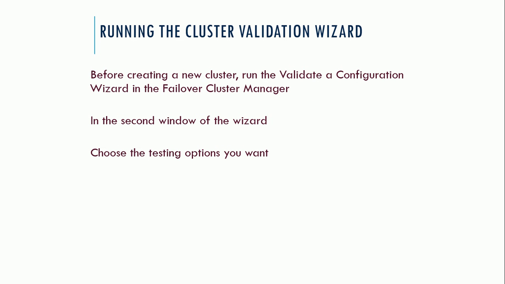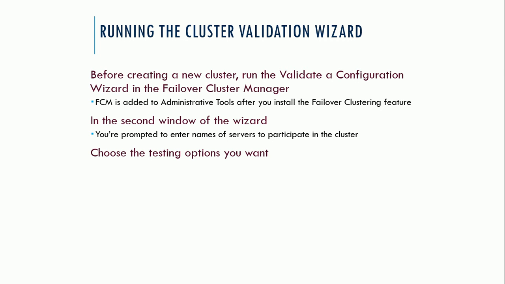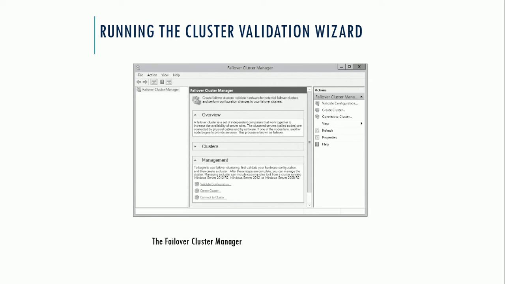Then we're going to run the cluster validation wizard. So before creating a new cluster, you're going to run this validation wizard in the failover cluster manager. FCM is added as administrative tools after you install the failover clustering feature in Windows. So you'll have this in your tools menu, and if you go in the server manager and click tools, it'll be in that list. In the second window of the wizard, you're going to be prompted to enter the names of the servers that are going to participate in the cluster. And you're going to choose the testing options that you want to use, and you should run all the tests when validating a cluster for the first time. And this is what the dialog box looks like in the cluster manager.